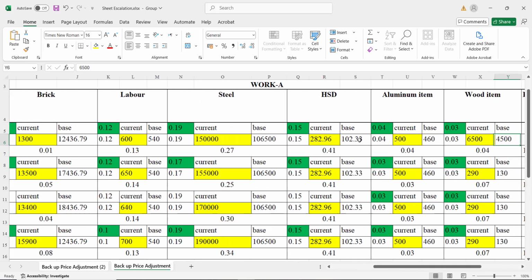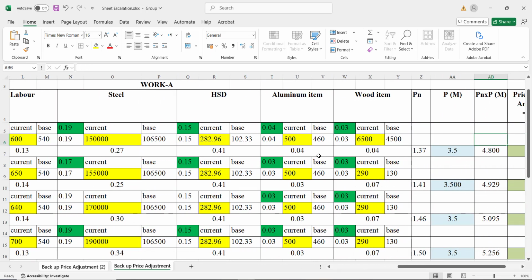Now come to the end form. At the end we will calculate this ratio. This ratio is actually the ratio of current by base into this coefficient. If we see here, this is this one multiplied by current multiplied by this one. So this is actually the ratio. This is N6 multiplied by this weightage, current by base into coefficient. So this percentage or this coefficient is calculated.